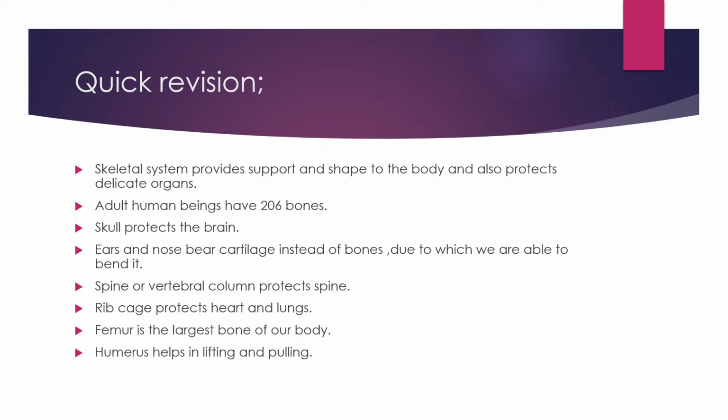We discussed the skeletal system, that it is a framework of bones which provides support and shape to the body and also protects delicate organs. Adult human beings have 206 bones. The skull protects the brain. The spine or vertebral column protects the spinal cord. The rib cage protects the heart and lungs. And our ears and nose bear cartilage instead of bones, due to which we are able to bend them. Then, the femur is the largest bone of our body and the humerus helps in lifting and pulling.